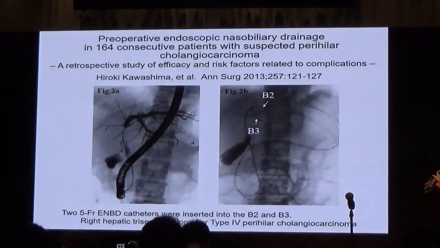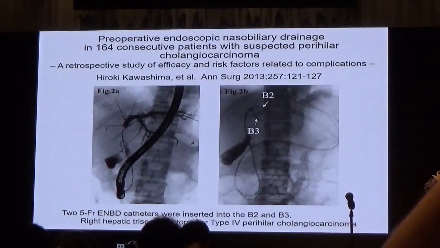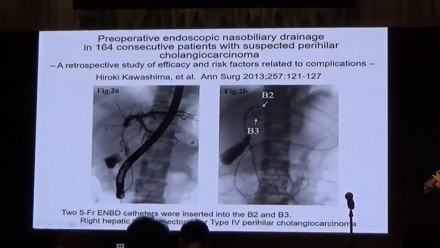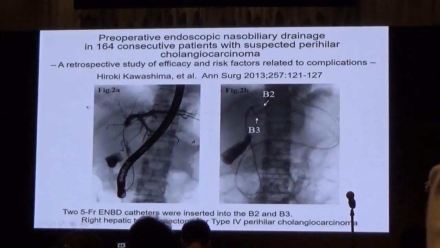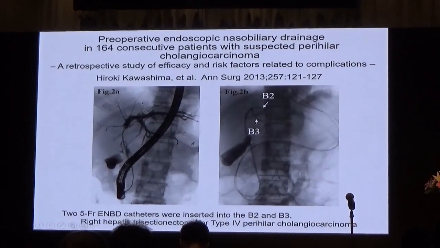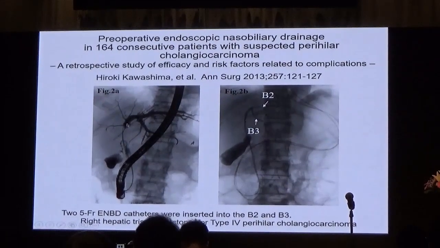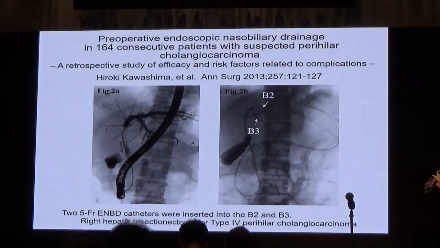Actually, here you see, after diagnosing the main part of the tumor, it predominantly involved the right side. And here you see the left medial branch confluence is involved here. From these findings, the ENBD catheter was introduced up to B2 and B3 separately. Two ENBD catheters were introduced in preparation for right hepatic sectionectomy.